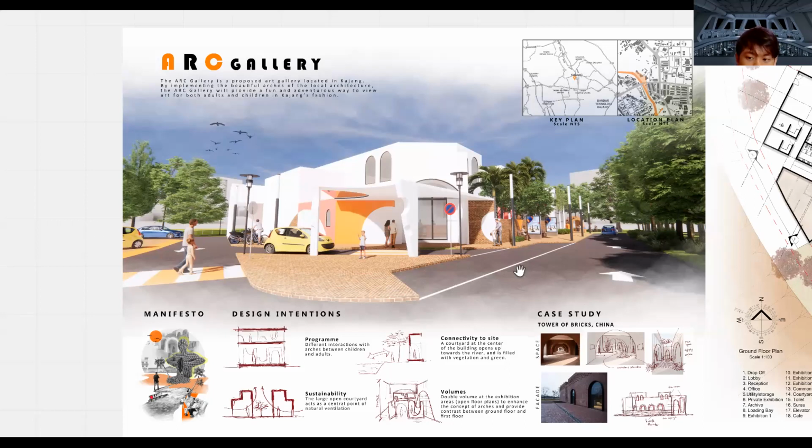Hi everyone, I'm Sean Young, and today I'll be presenting my design studio for Project 3 Art Gallery. The name of my art gallery is Arc Gallery, as it will bring focus and meaning onto the main concept of the building, which is the arches, where I will explain in my manifesto.